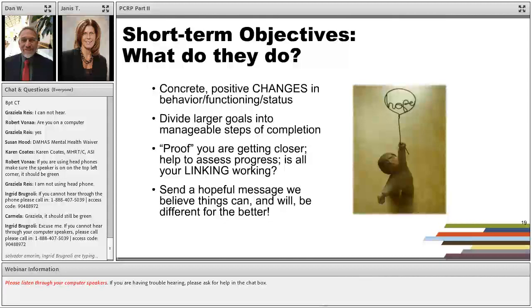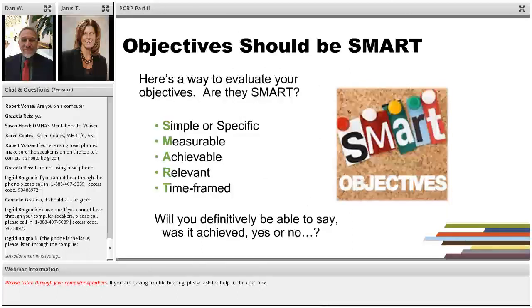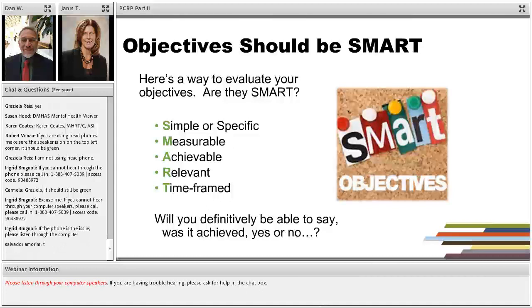And then as people are able to kind of check them off their list, they serve a critical function because they do send a hopeful message to folks that, together, you really believe things can and will be different for the better and in a pretty short period of time, right? So this is a mnemonic that's probably pretty familiar to many of you on the line with us today. This is the SMART strategy of writing your short-term objectives. There's actually a little bit of debate in the field about what each of these letters stand for.